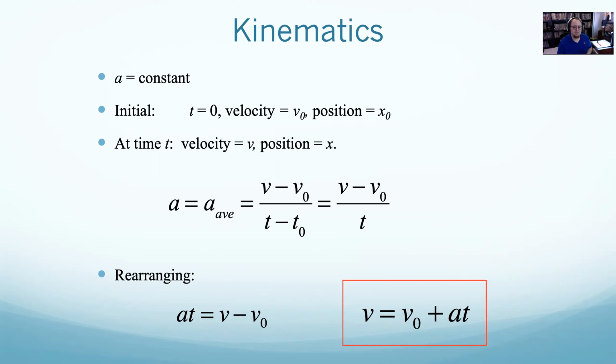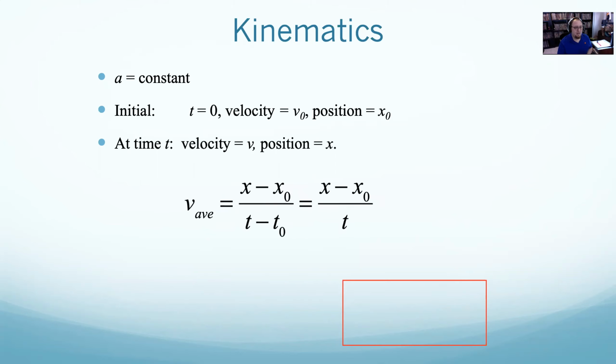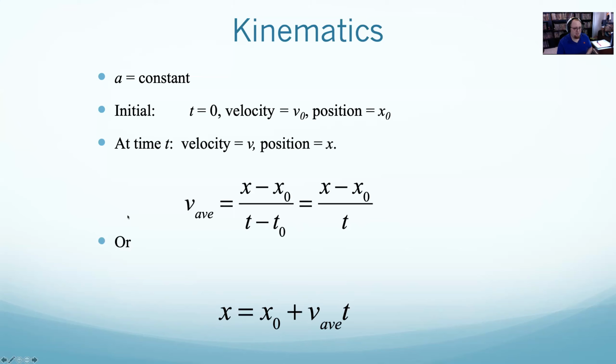Now, let's go for another equation. I also said that V average is change of position over change of time. V average is displacement over time. But here's the thing. If I rearrange that, I can get this equation right here. I'm not showing me rearranging it because it's the exact same logic. I multiplied by t, added x naught.